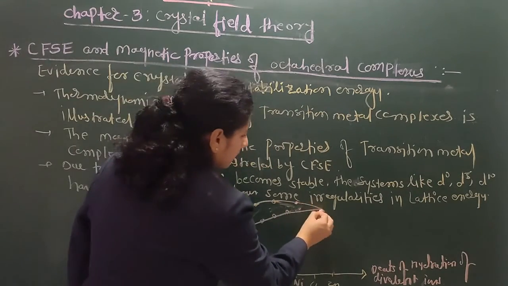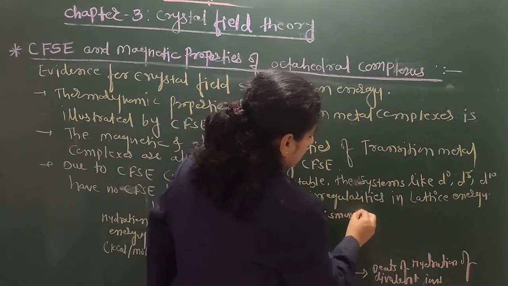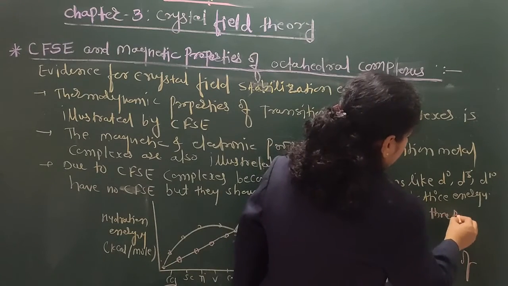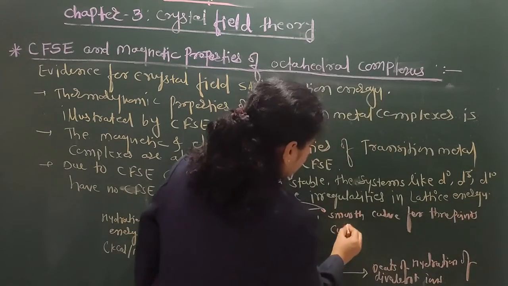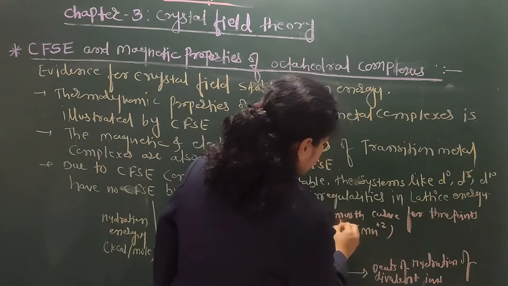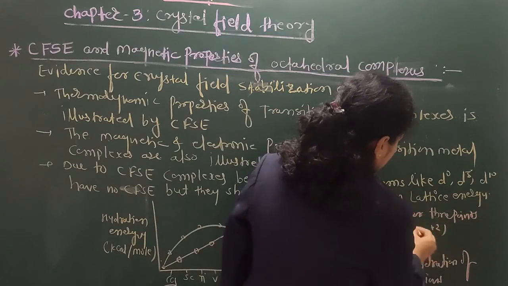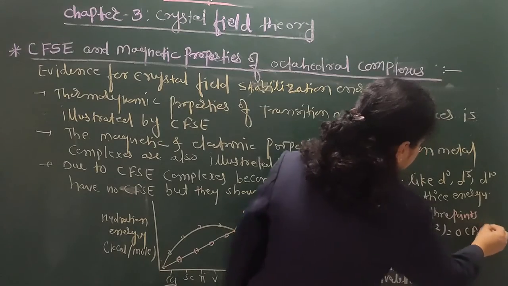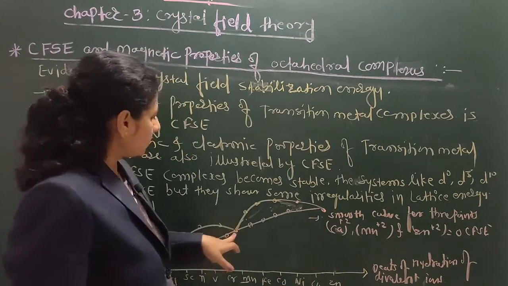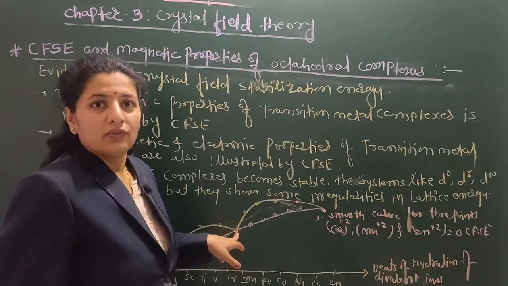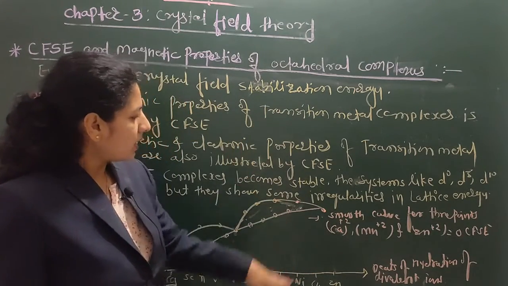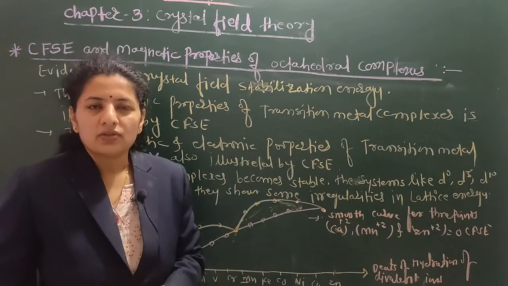For zinc, here is a smooth curve for three points: calcium, manganese plus 2 ion and zinc show zero CFSE as we discussed. It is a straight smooth line curve which passes through the three points, that is calcium, magnesium and zinc, which show zero CFSE. So this is all about the evidence of CFSE.